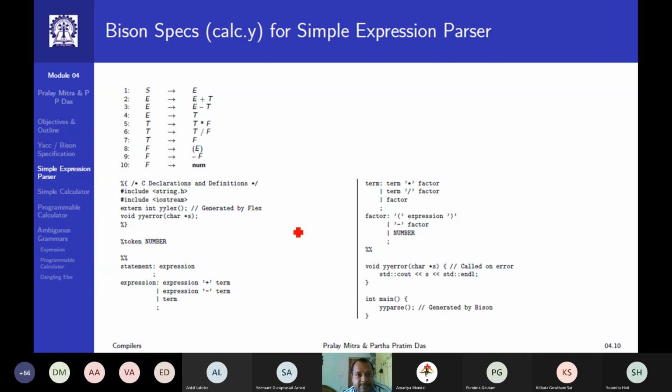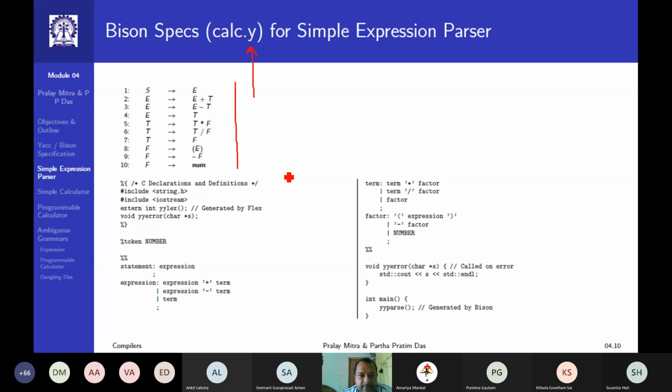Now you see, it's very simple. The conversion of, say, one grammar to a Bison specific language. The file name we gave calc.y. So you see this .y indicates it's the Bison program. So yacc also you can use, that is .y. Now these are my production rules.